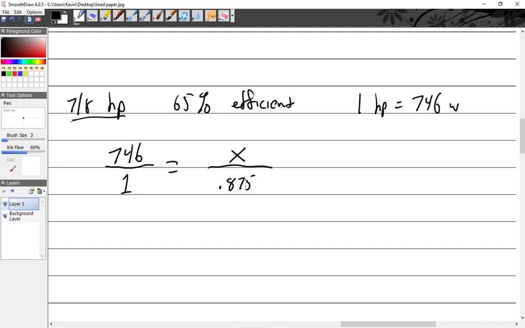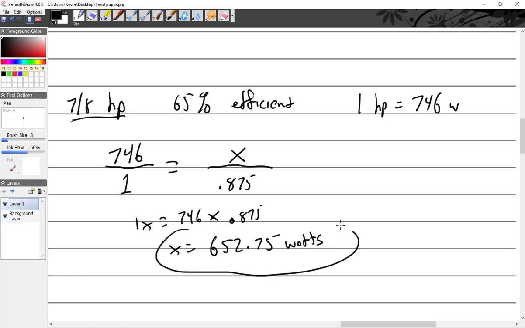Is how many horsepower? So 1x equals 652.75. I'll do it the long way. So 1x equals 746 times 0.875. So x equals 652.75 what? Watts. Okay, so I've got this.